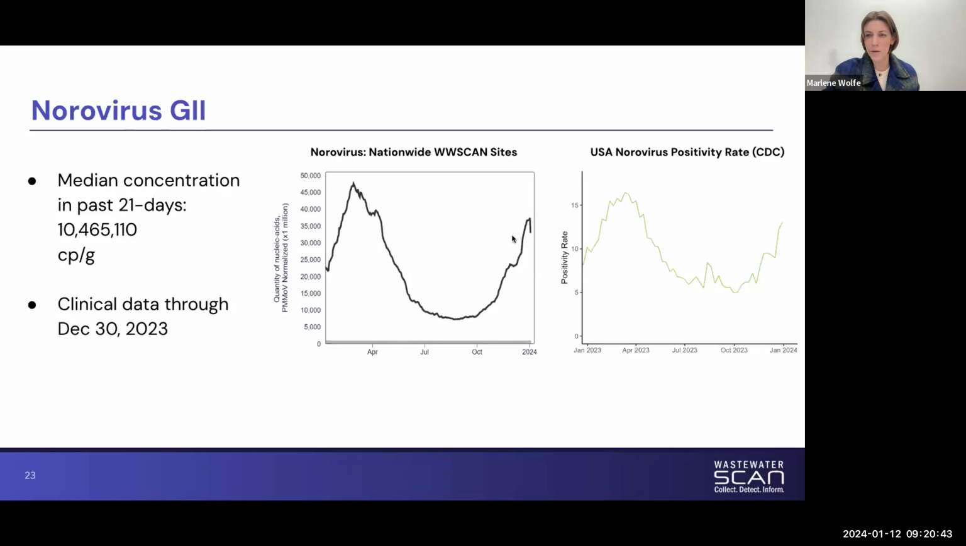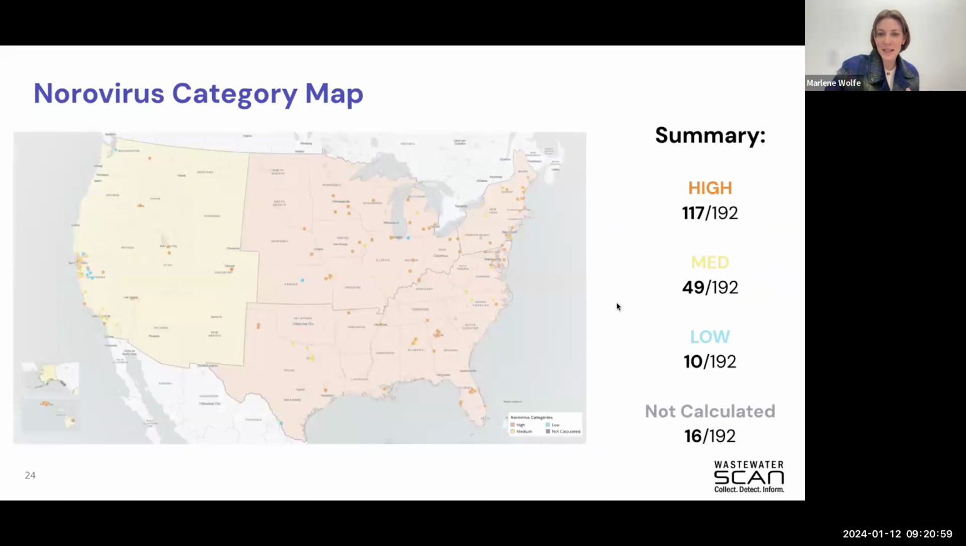And then now this year, it is the beginning of January. So we'll have to see how we will go with norovirus. Not yet determined, but norovirus levels are high, and we're in the high category in wastewater. This is the category map. So again, the West is in the medium category, but other regions are in the high category. 117 sites in the high category, so a very large percentage experiencing a lot of norovirus.